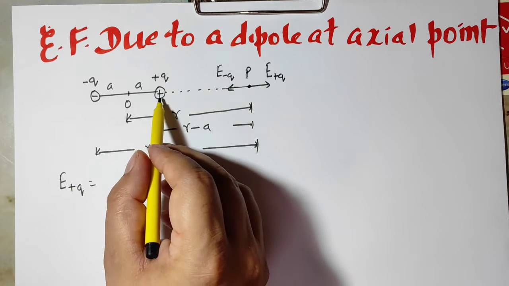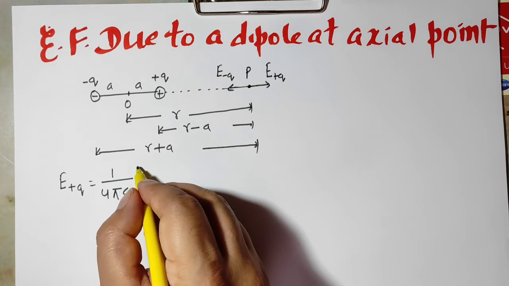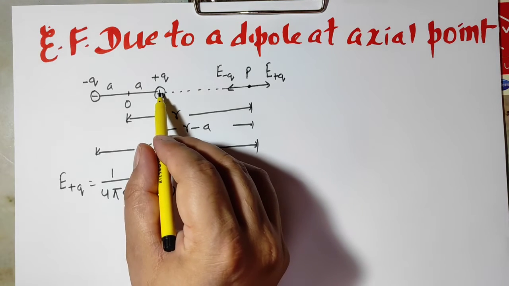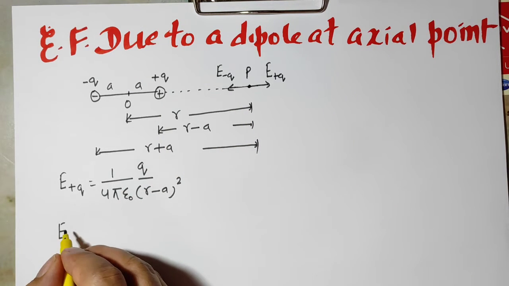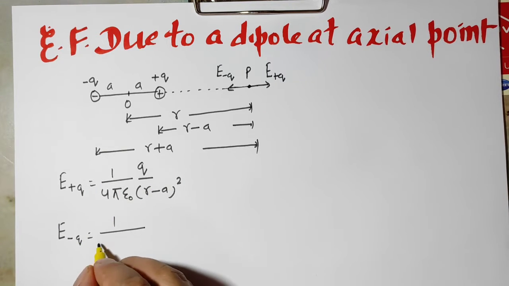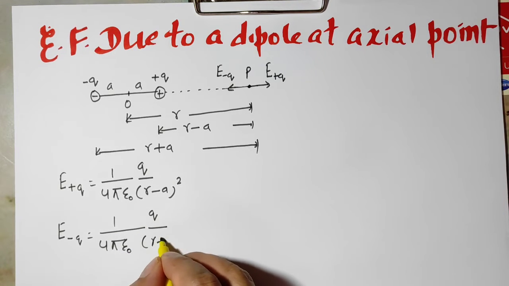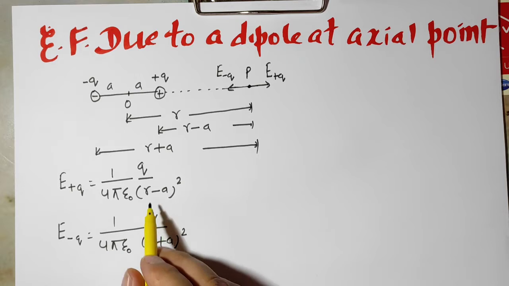Now electric field due to plus q at this point is 1 upon 4 pi epsilon naught, you must be familiar with the formula, q upon r minus a square, since the distance of this charge plus q is r minus a from this point. And electric field due to minus q would be 1 upon 4 pi epsilon naught q upon r plus a square. Now my dear, keep one thing in mind, do not ever put sign of charges while solving any vector quantity, whether it's force or electric field. We do not put sign here, keep in mind, okay?